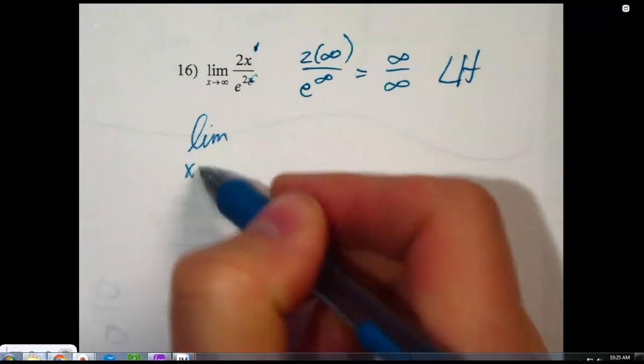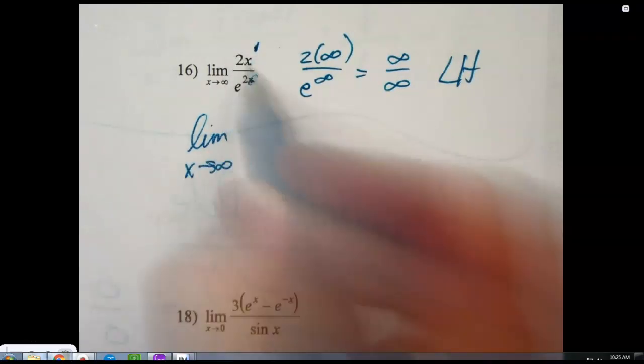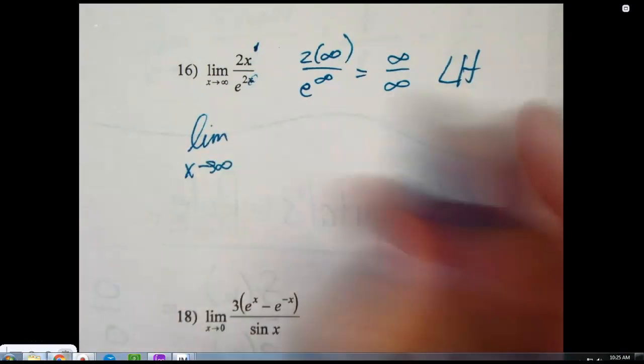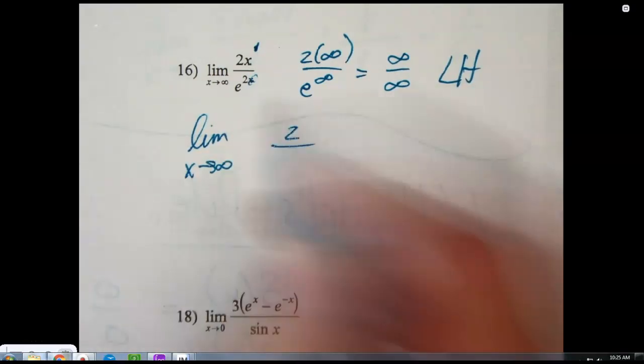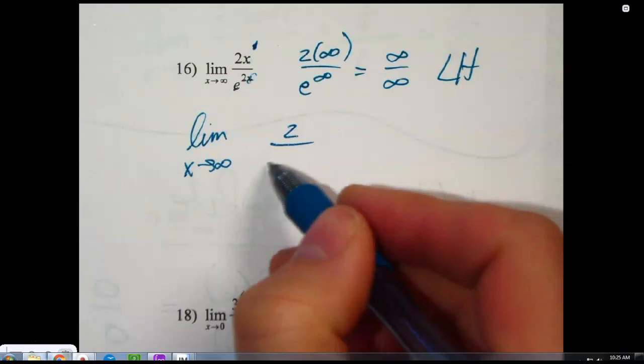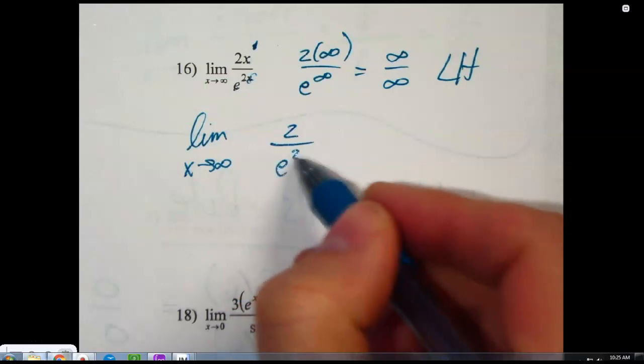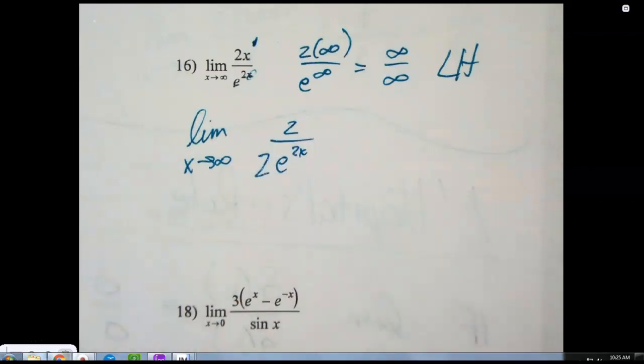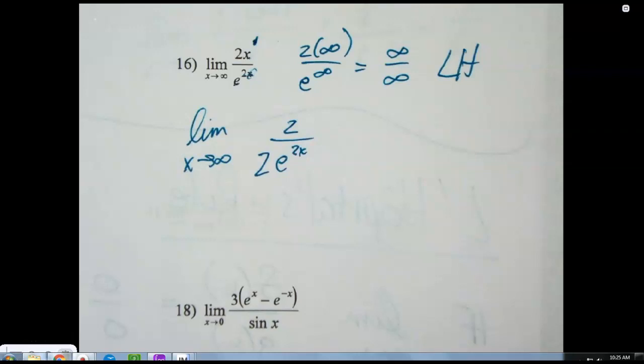So I'm going to take the derivative of the top and the bottom. What's the derivative of 2x? 2. And then the derivative of e to the 2x would be e to the 2x times what? Times 2. And we've got choices now. Some of you might see it easier now. Like, where's the higher power now? It's on the bottom. It's a lot easier to see that now, right?